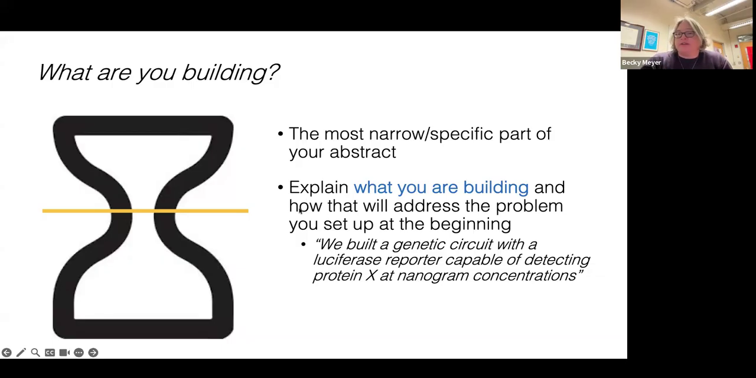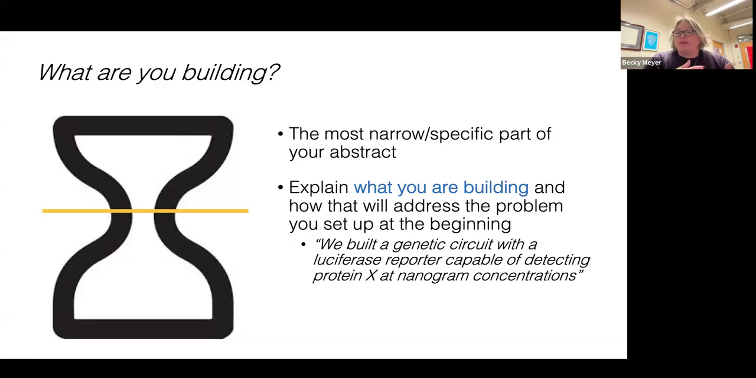And this is where you can spend a little bit of time. You'll explain what it is that you're actually building, and you'll also tie into how the thing you're building is starting to address the problem. So for example, again, in my cancer example, we have cancer type X, hard to diagnose before it metastasizes.